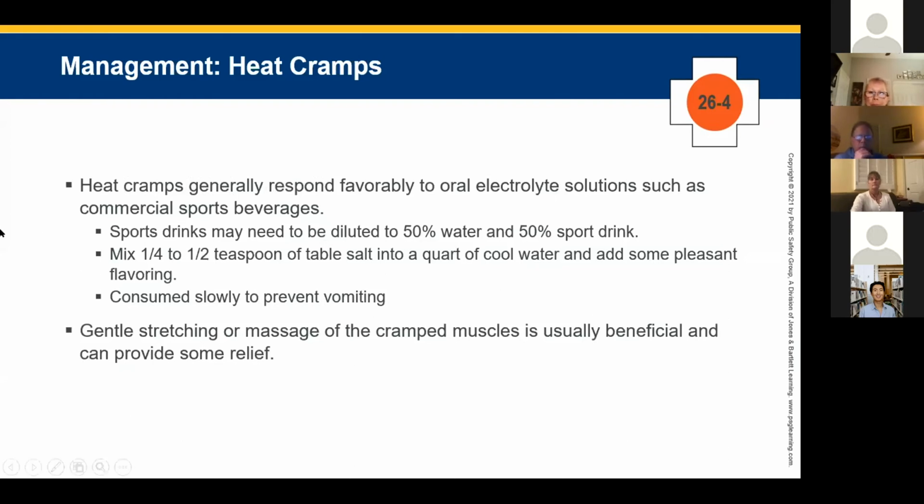Too much sodium. Too sweet. Too sweet. And what happens to the gut? It doesn't like it. Makes you nauseous, maybe throw up. Exactly. So what is this thing about a quarter to a half a teaspoon of table salt in a quart of water? I think we went over that. And why? What does that do? The sodium draws the water into the system. Right. And consume it slowly so you don't vomit.